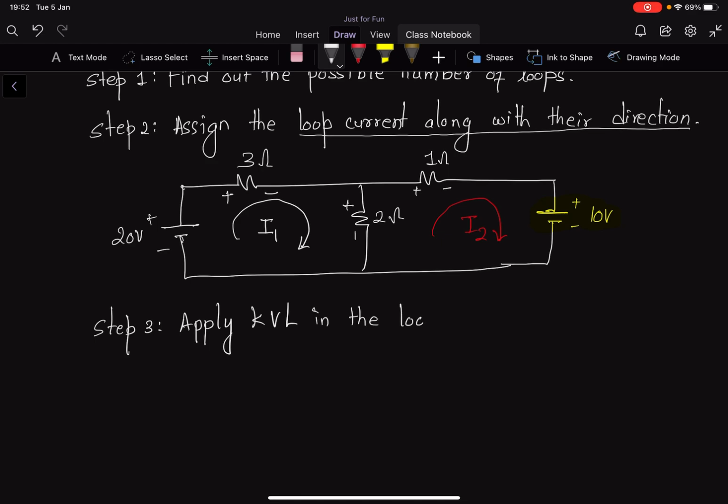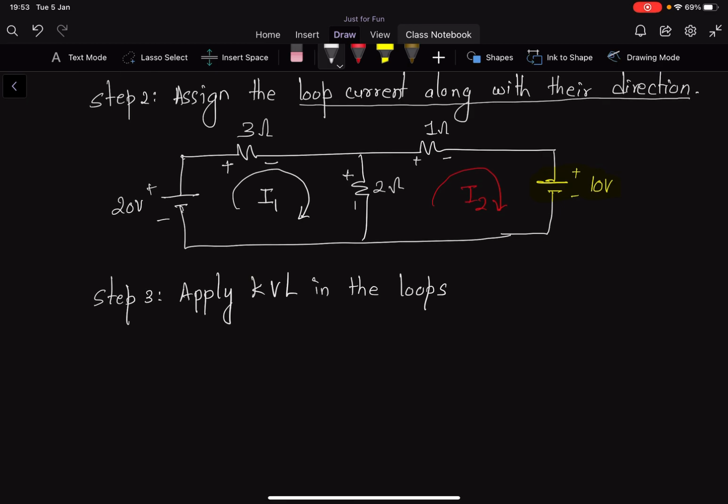Now what does KVL stand for? It is Kirchhoff's voltage law, and what it states is that the sum of the voltages in a closed loop must be 0. That's what KVL states. The sum of the voltages in a closed loop must equal 0. So that's what we're going to do now.